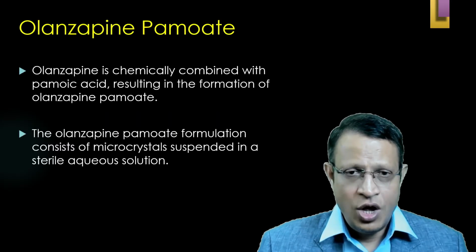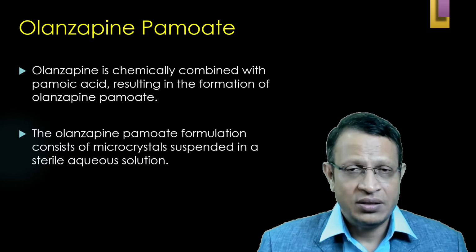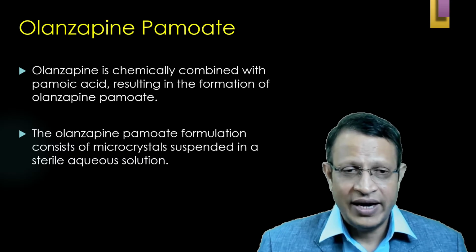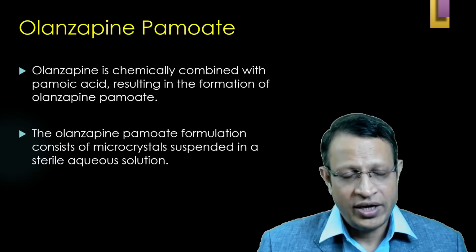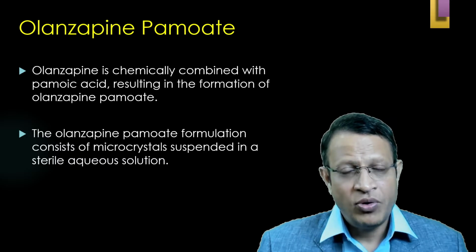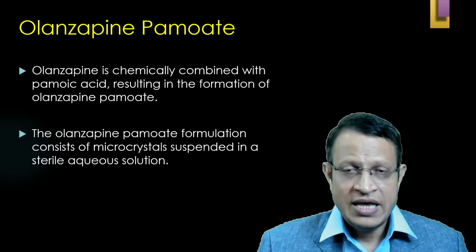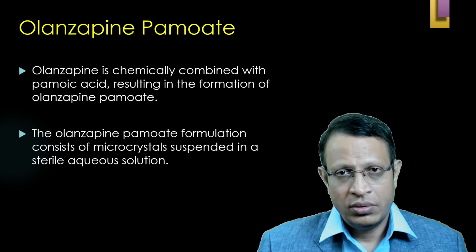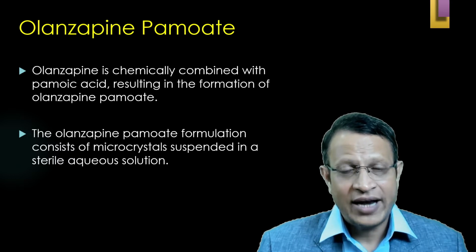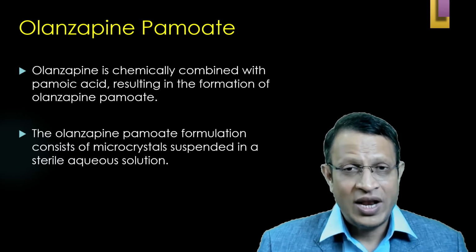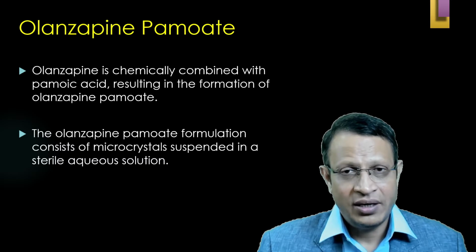Let's discuss long-acting injectable Olanzapine. When olanzapine is combined with pamoic acid, we get olanzapine pamoate. Olanzapine pamoate is a prodrug. This needs to undergo metabolism to get the active drug. Hence, olanzapine pamoate is injected into the body.